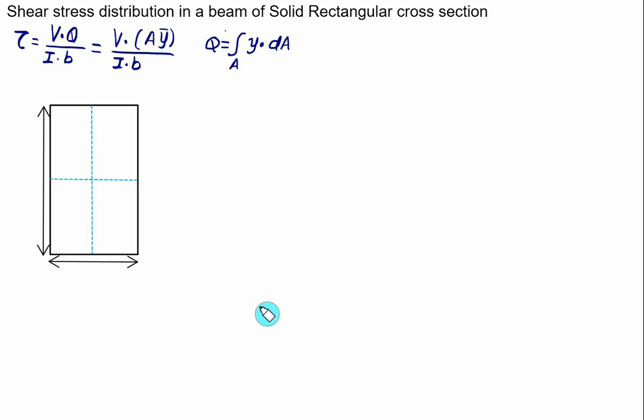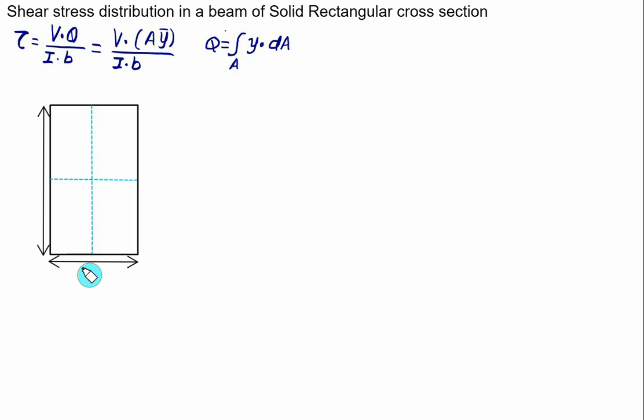So how to calculate the shear stress? That formula we have developed is given as tau is equal to V multiplied by Q divided by I divided by b. So we'll use this formula here to calculate the shear stress at any distance y from the neutral axis in the case of a solid rectangular cross section.